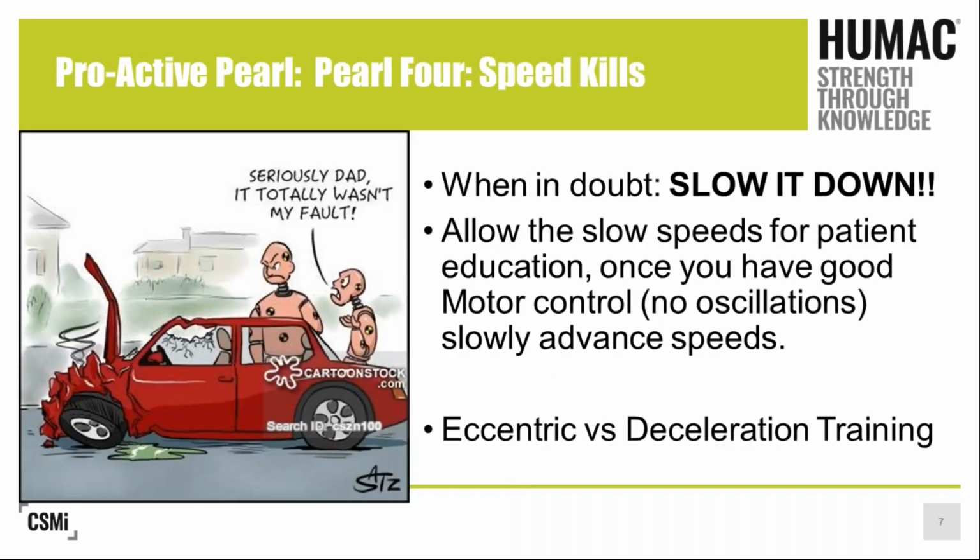So Pearl number 4 for me is always this, and that is speed kills. Early on in isokinetics, it seemed that speed was the thing that everybody wanted to get to. They wanted to go faster and faster. And if you remember in the very first discussion, we alluded to this, is that speed isn't the only parameter that we need to look at. And we're really going to get into this next month, but we need to also pay attention to the range of motion associated with speed, because that's going to tell us whether or not we're really doing a fast speed, slow speed, medium speed. But here's the point: when in doubt, slow it down.